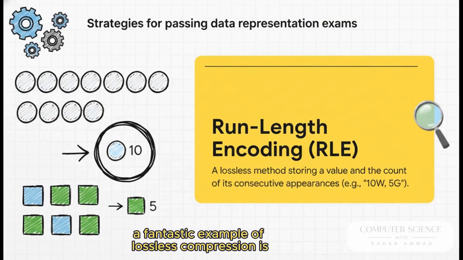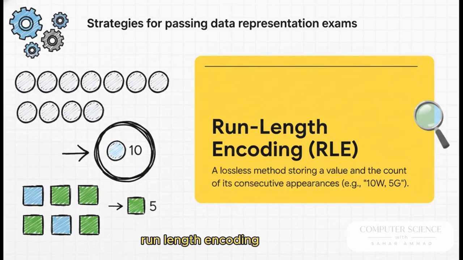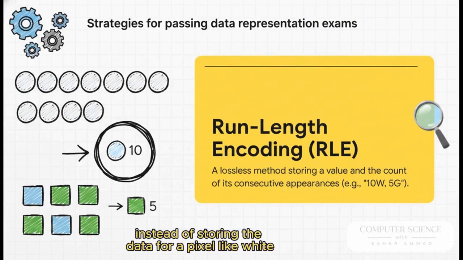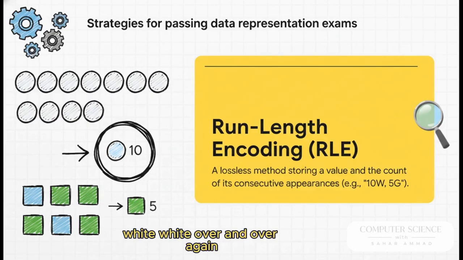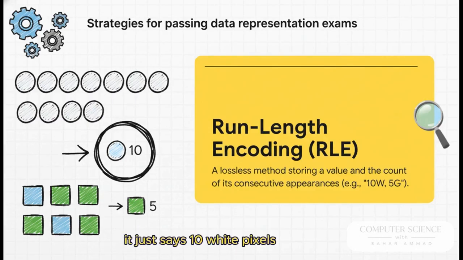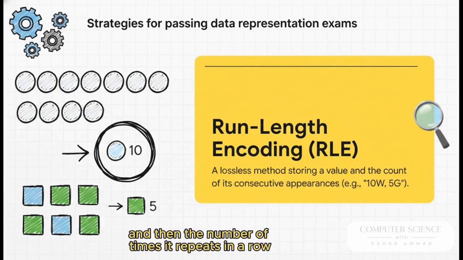A fantastic example of lossless compression is run length encoding, or RLE. Instead of storing the data for a pixel like white, white, white, white, white, white over and over again, it just says 10 white pixels. It stores the data value and then the number of times it repeats in a row. It's simple, but it's really effective.